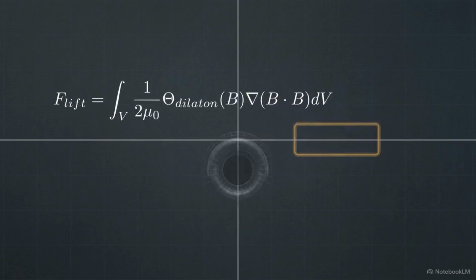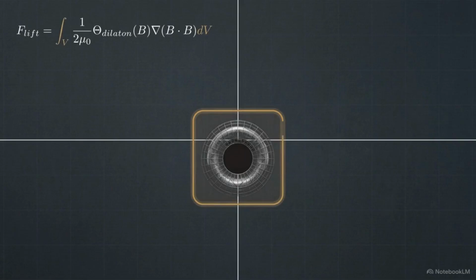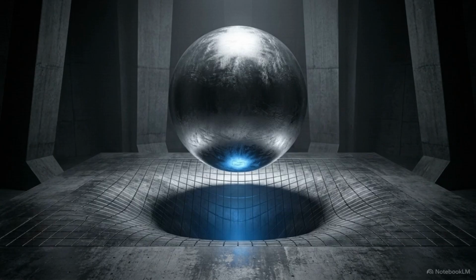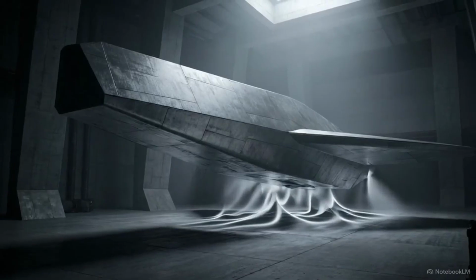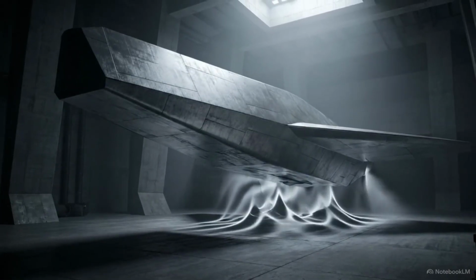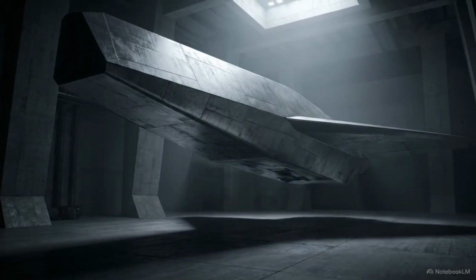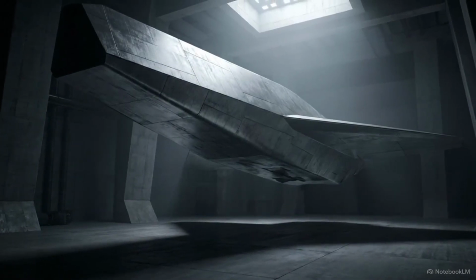Integrating these parameters over the active volume of the core yields the net propulsive force. This macroscopic state is vacuum buoyancy, a repulsive gravity effect created by a localized region of negative vacuum pressure. The craft is literally pushed away from its own regions of extreme magnetic energy density, achieving silent, frictionless ascent.